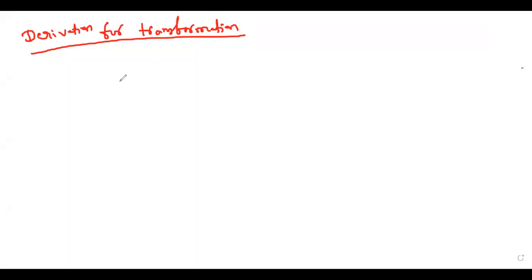We will see, if we have an analog filter Ha(s), then how can you get H(z)? That we will see. Okay, let us take Ha(s) as the analog filter design, and this is basically the transfer function.